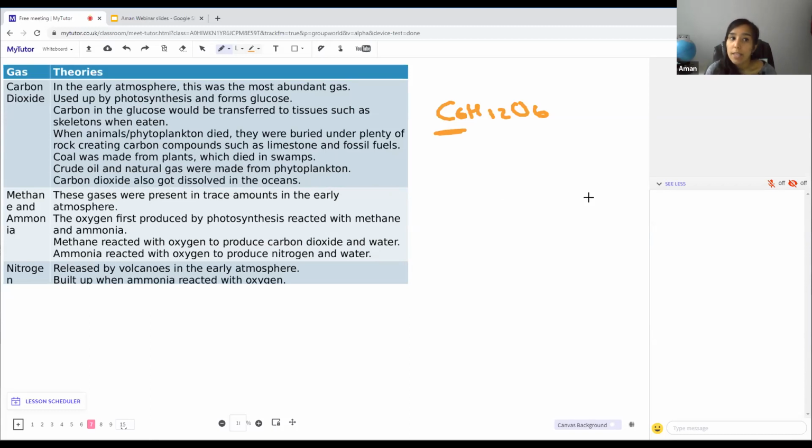So the three ways that carbon dioxide was used up from the early atmosphere, because remember it was one of the main gases in the early atmosphere, though it's not today, and we'll cover that in just a second, was in photosynthesis. When plants died, they became fossil fuels. When those animals died, they became fossil fuels. And then carbon dioxide was dissolved in oceans. Okay, any questions on that?